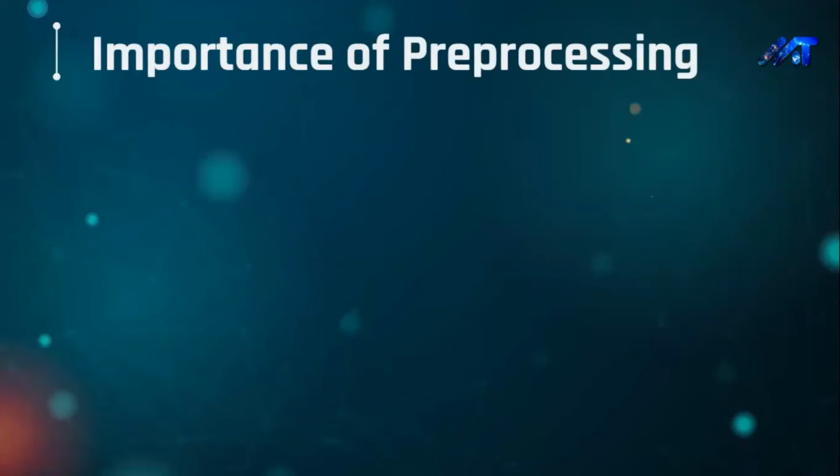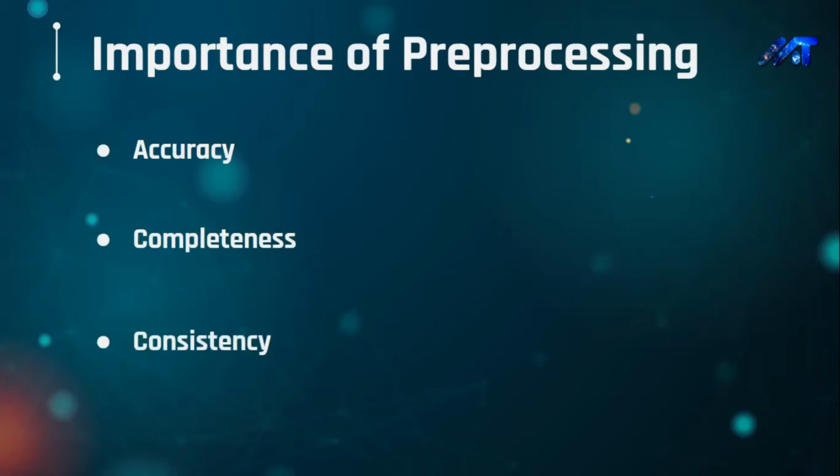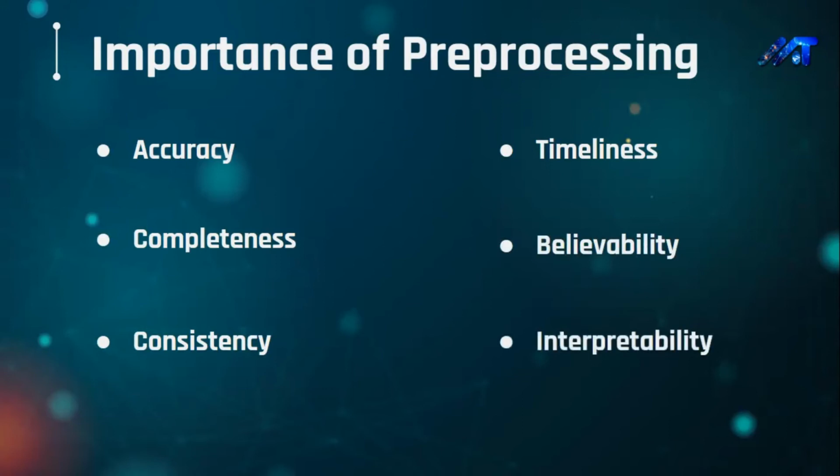The quality can be measured by the following: accuracy, completeness, consistency, timeliness, believability, interpretability. Accuracy is to check whether the data entered is correct or not. Completeness is to check whether the data is available or not recorded. Consistency is to check whether the same data kept in all the places does or does not match. Timeliness: the data should be updated correctly. Believability: the data should be trustable. And interpretability: the understandability of the data.